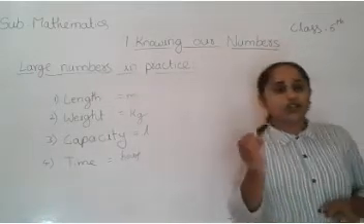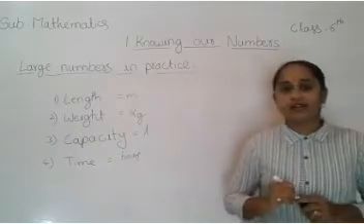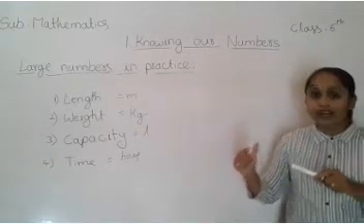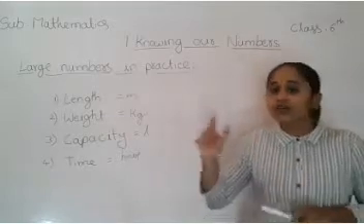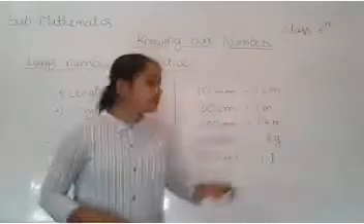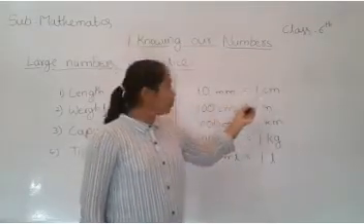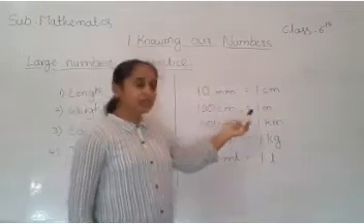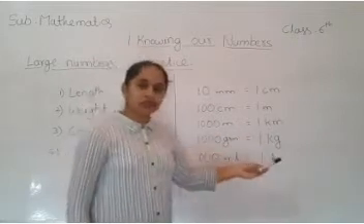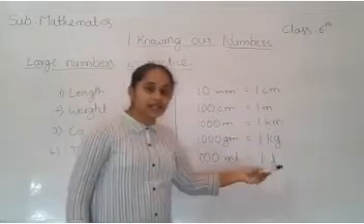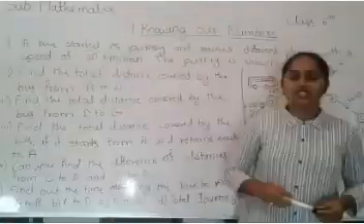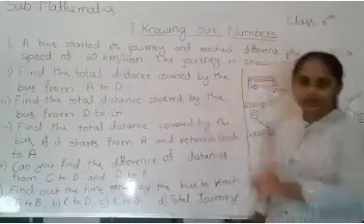Suppose we need to measure the thickness of a pencil, which is smaller than a centimeter, so here we use millimeters. So we know about the units of measurement and their conversions. See here, students: 10 millimeters equals 1 centimeter, 100 centimeters equals 1 meter, 1000 meters equals 1 kilometer, 1000 grams equals 1 kg, 1000 milliliters equals 1 liter. Can you understand? Now let's solve this problem.